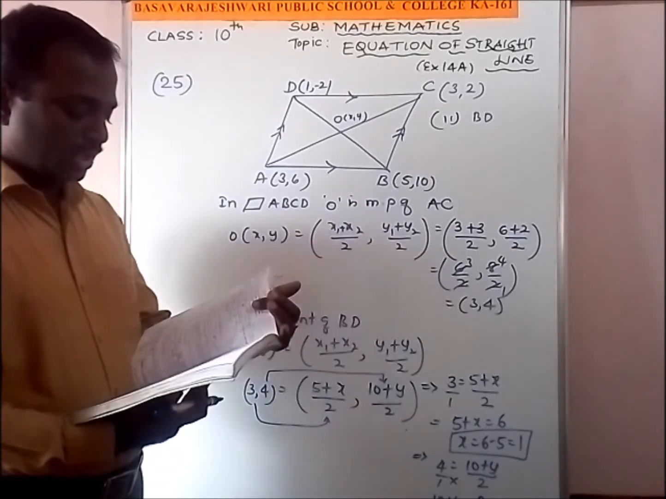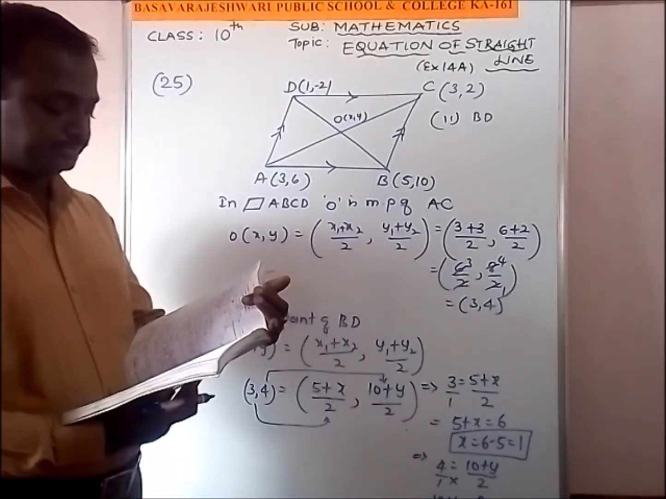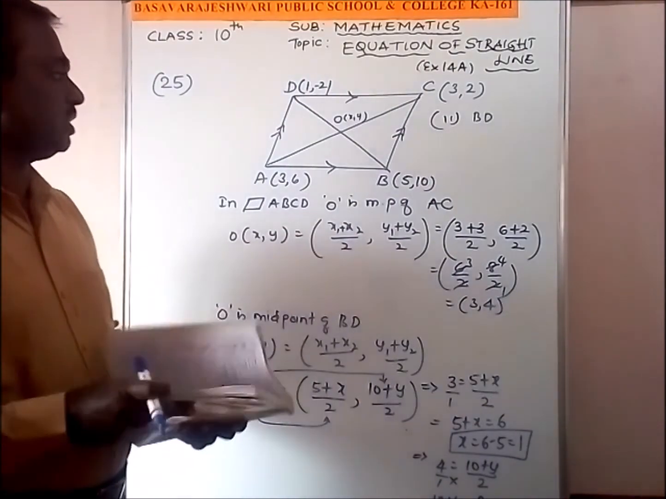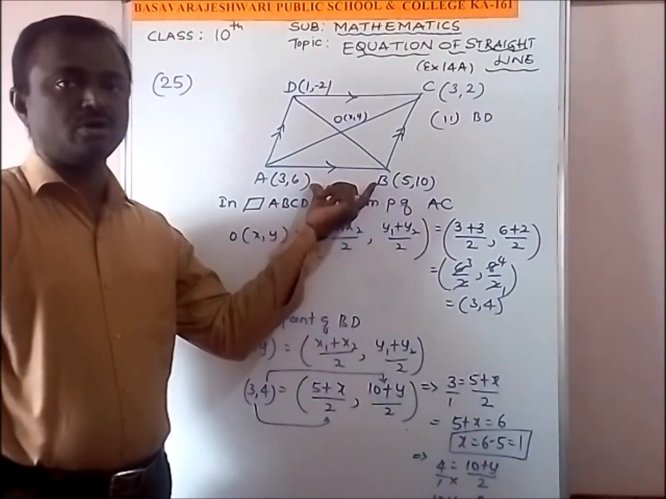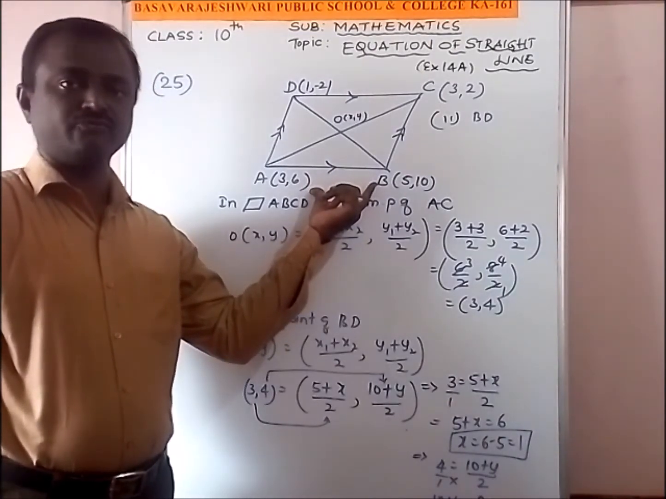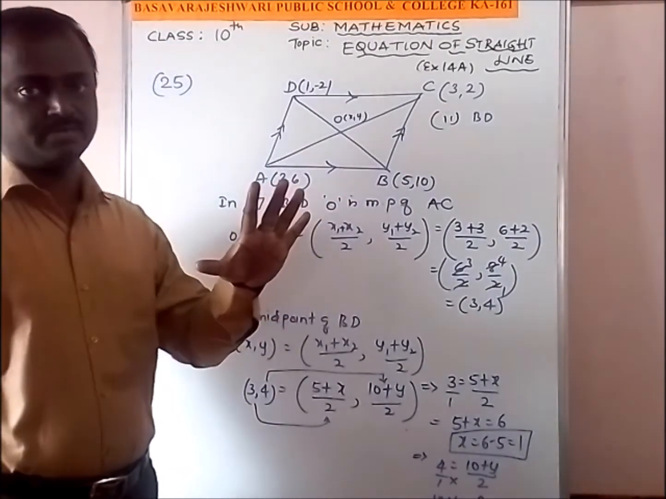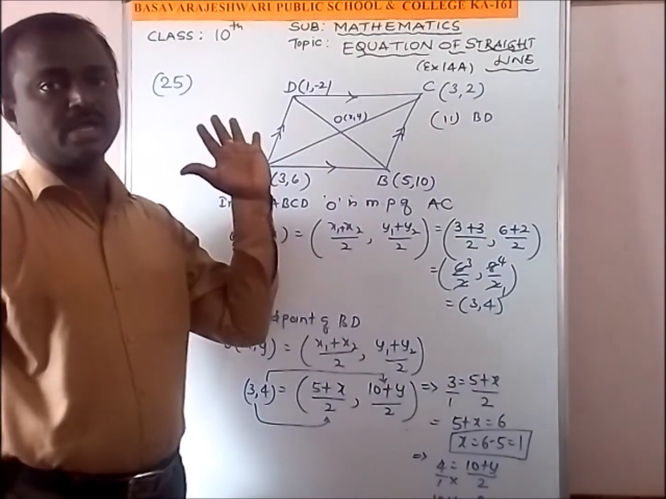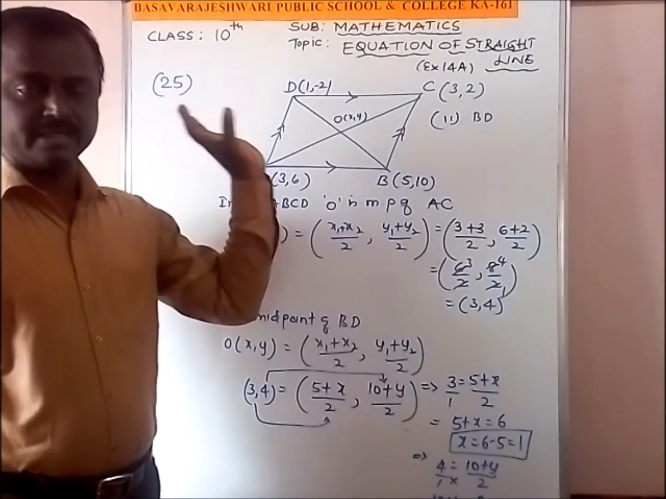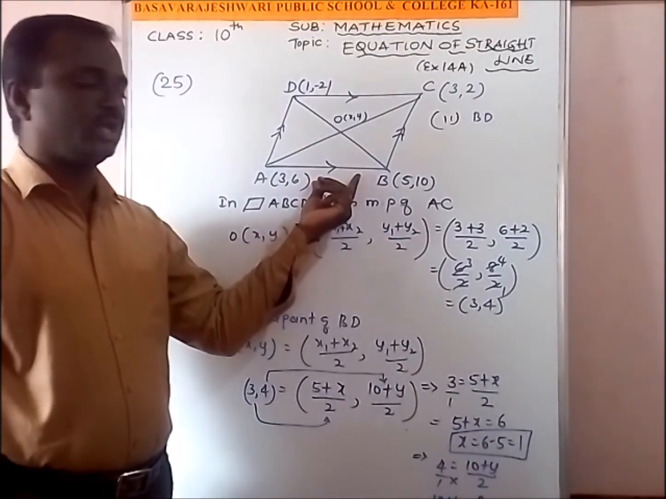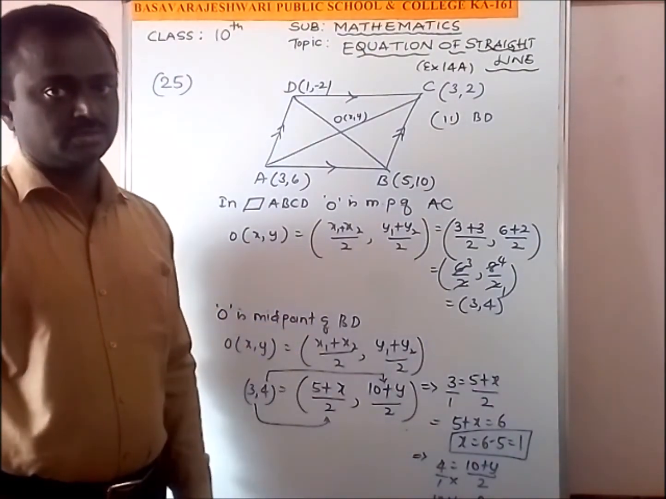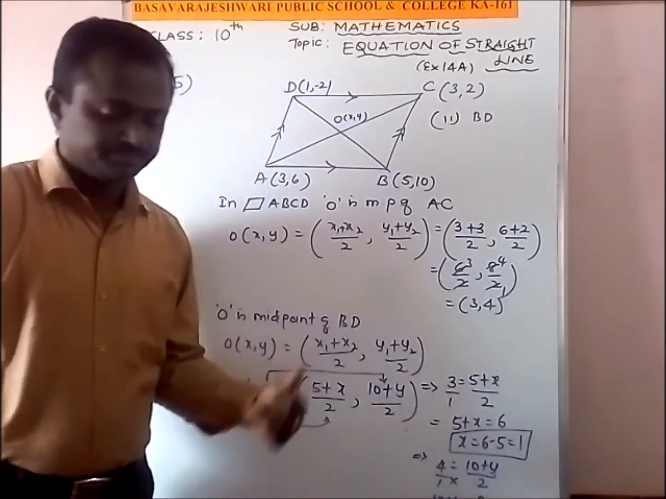Third one, the equation of the side AB of the parallelogram ABCD. Equation of the side AB, two-point form. Or you find the slope and then use point-slope form. Any method you can apply and find the equation of line AB. Here we have to find the length of BD. Here we have to find the equation of AB. So the remaining two questions I am giving as homework. Okay? So note down this sum.